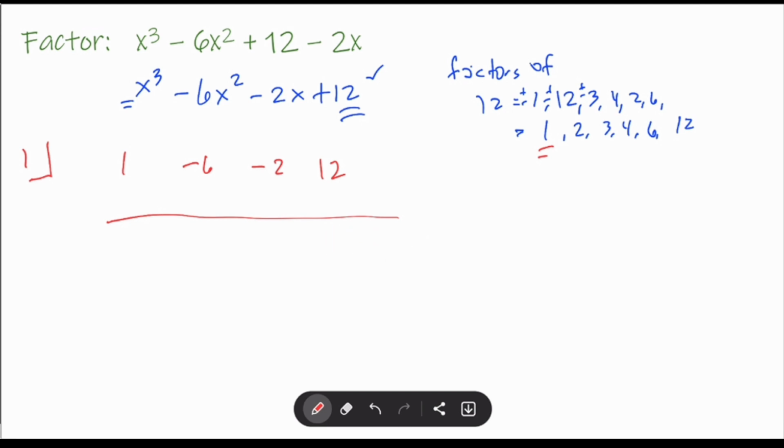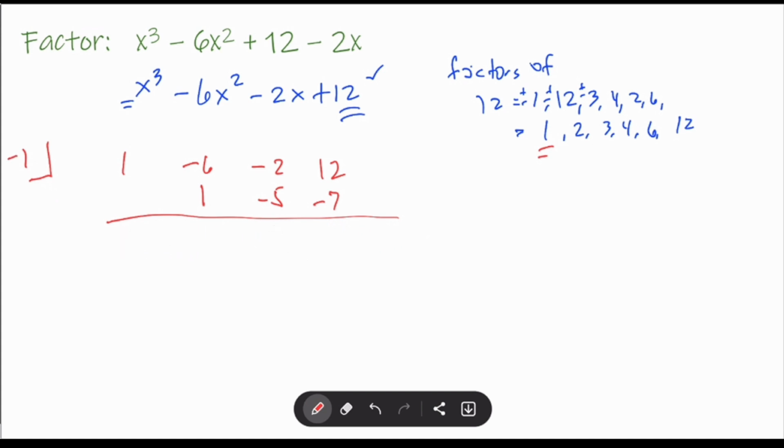Now what you're going to do is copy the first one and then multiply. 1 times 1 is 1, and put it here. And then do the same procedure. Negative 6 plus 1 is negative 5. Then you multiply, so it will be negative 5. And then negative 2 plus negative 5 is negative 7. And then 1 times negative 7 is negative 7. So it will end up with a remainder. So that means 1 is not the number that we are looking for to get the factor. So you have to do trial and error until such time that it's going to be 0.